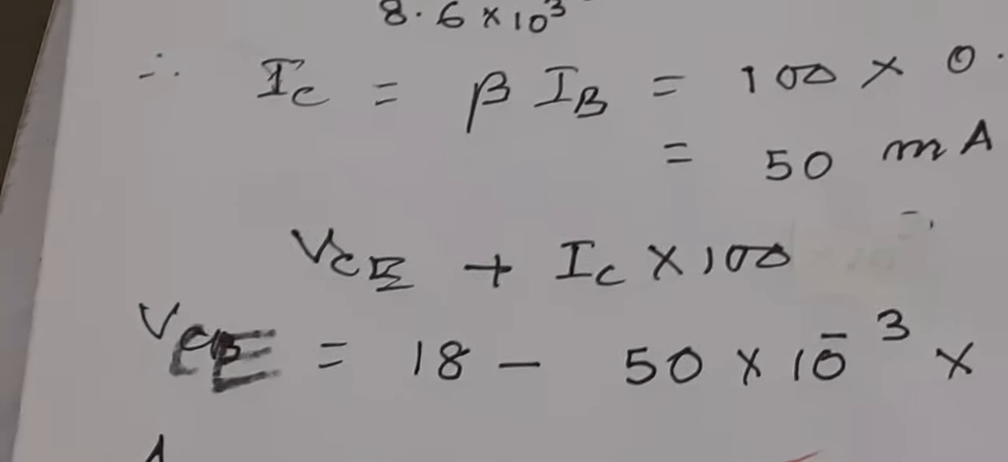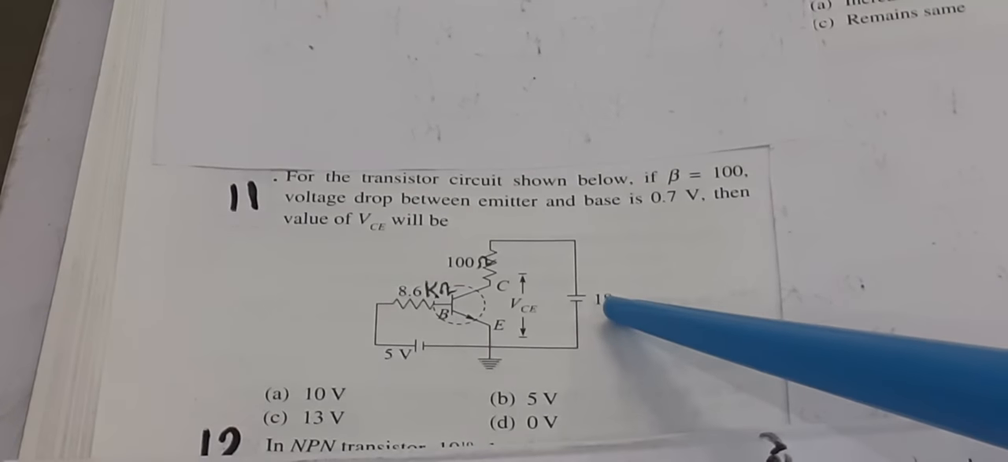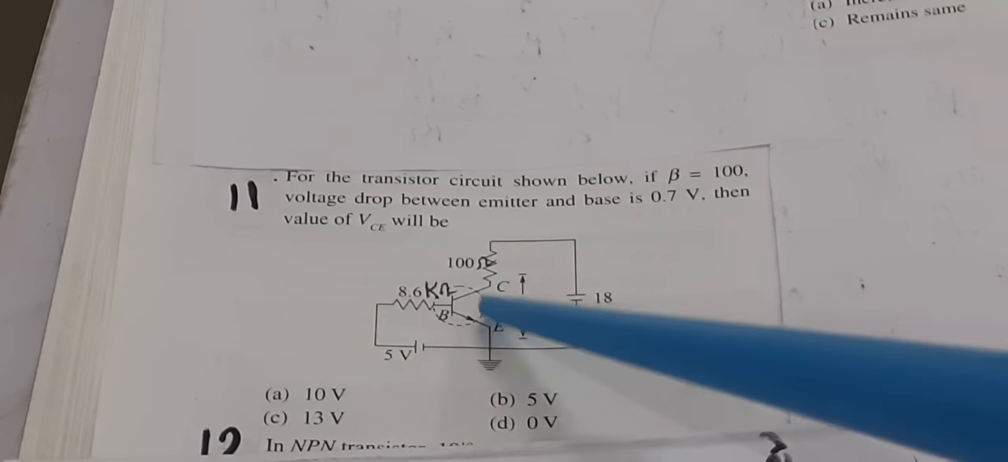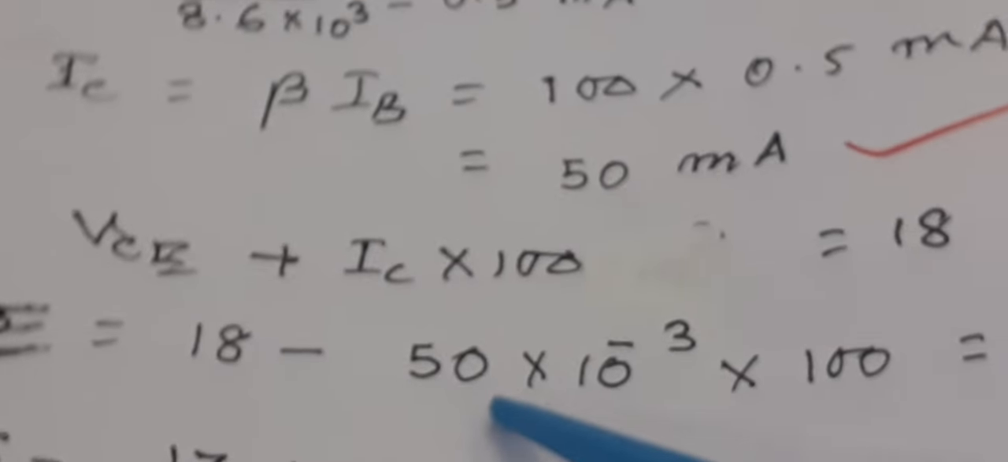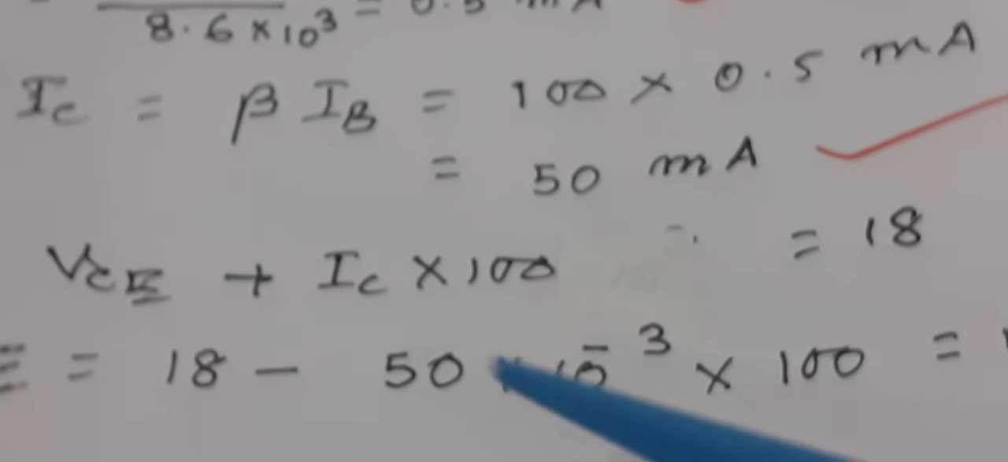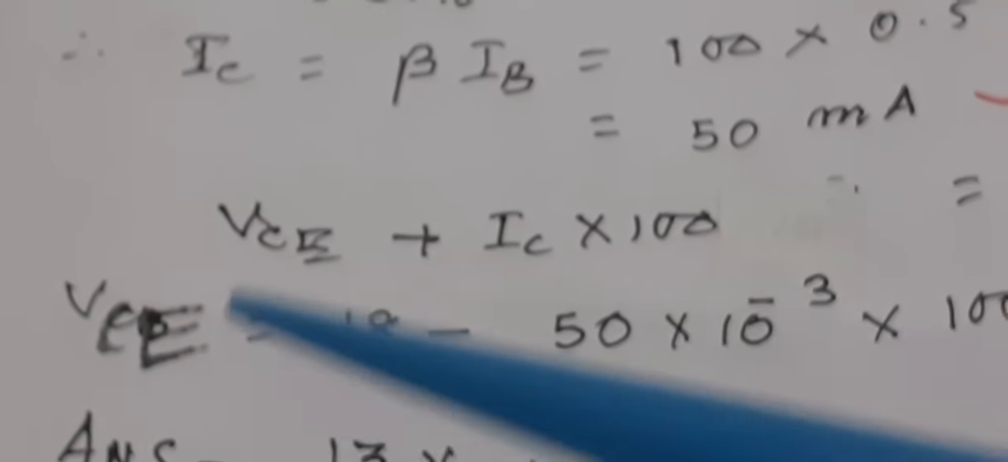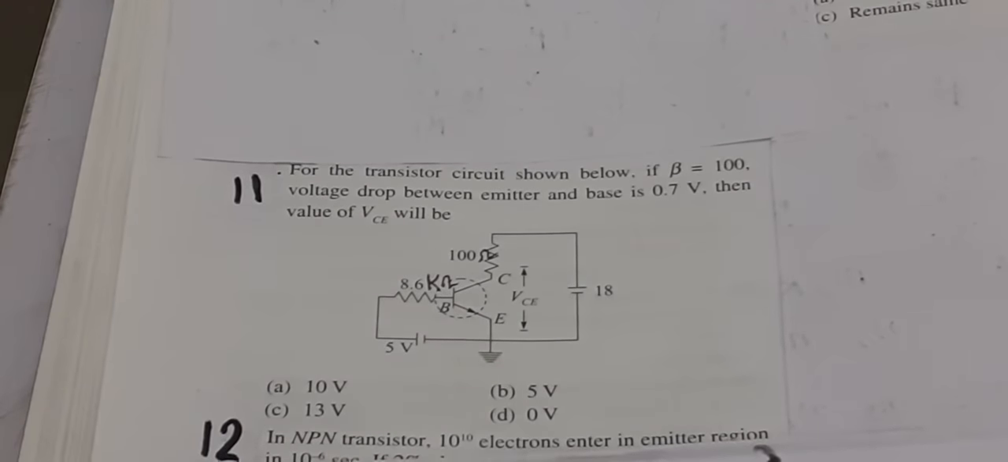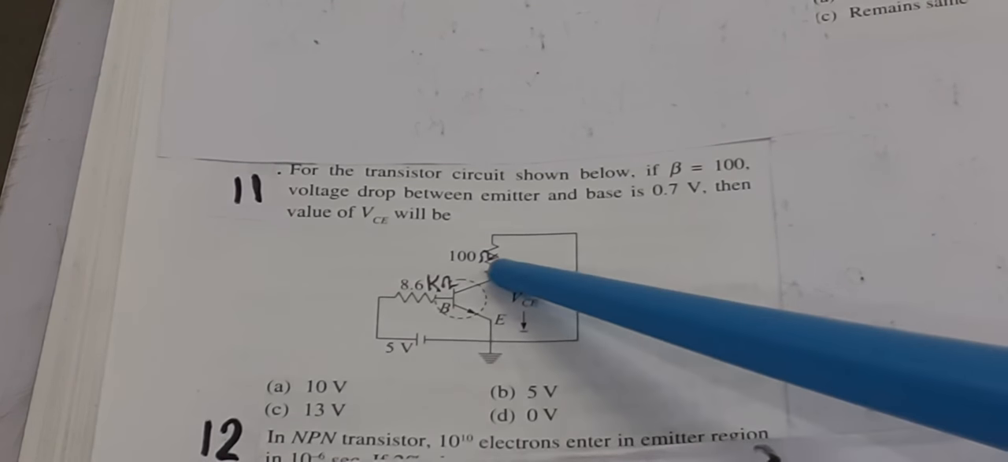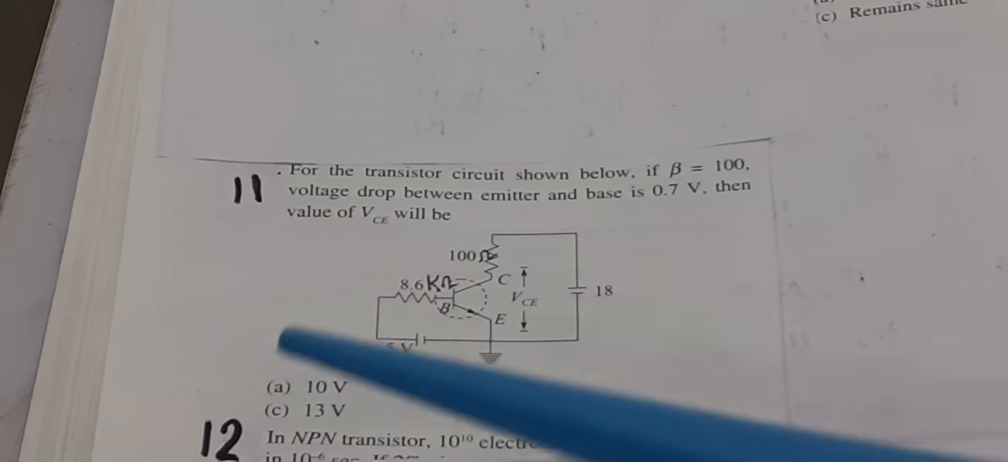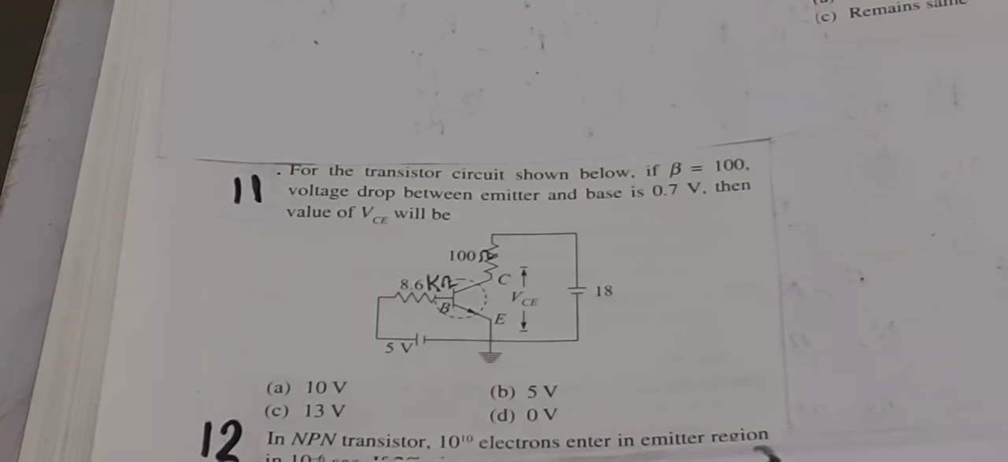From the diagram, the supply is 18, you can see here 18 minus this drop. That means we can write 18 minus this drop, that is 50 into 10 to the power minus 3 into 100, which will give you 13 volt. That means VC, the drop between collector and emitter, will be 13 volt. That is C, the answer for this. Now come to the next job.